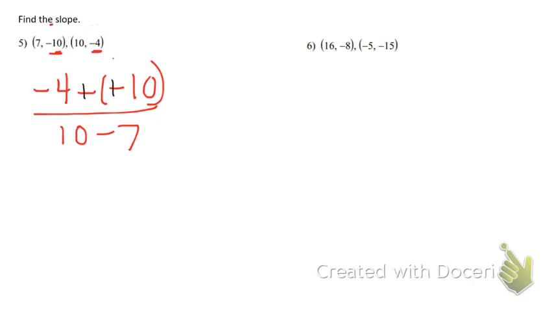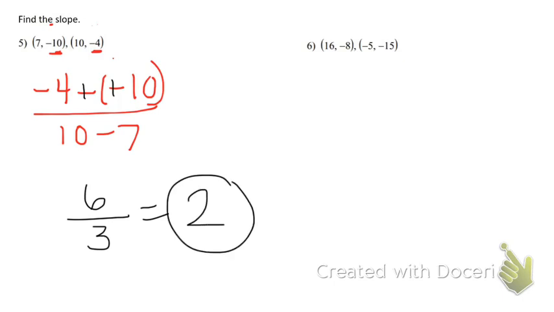So I have negative 4 plus 10, which is 6, and 10 minus 7, which is 3, and 6 divided by 3 is 2. So that one has a slope of positive 2. Now keep in mind, when you do this last step, I got positive over a positive, 6 over 3.